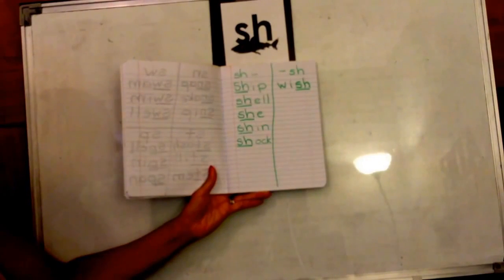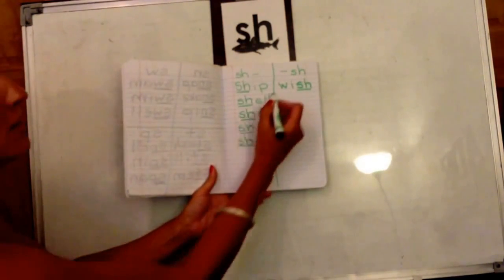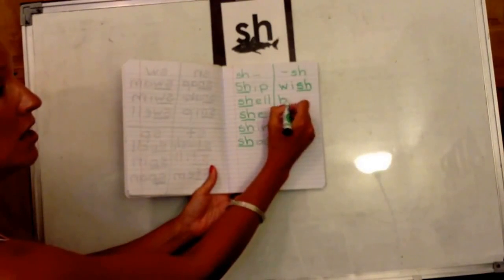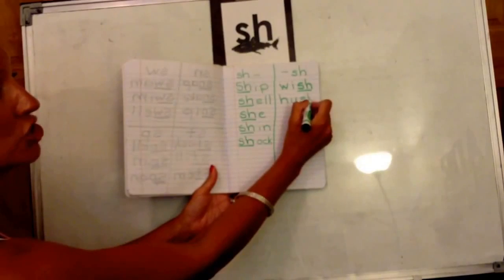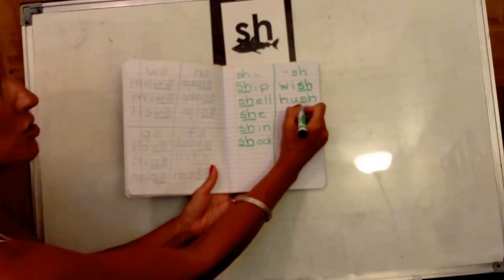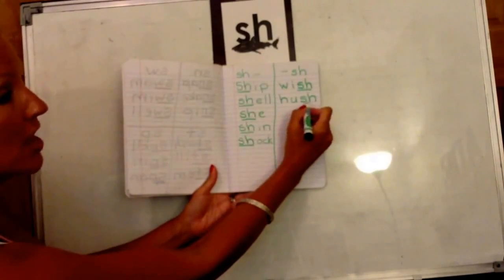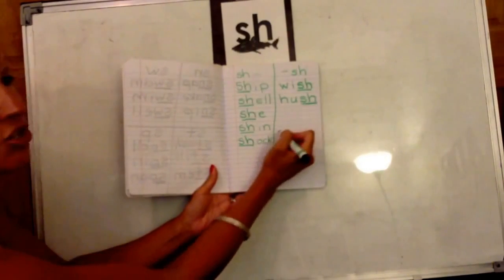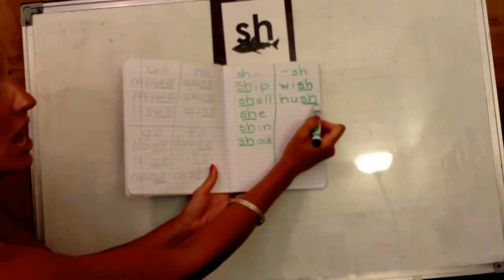Another word that has SH at the end is the word hush. So I'm going to say that slowly, and I hear sh, and I hear Sherry Shark at the end. So I hear SH at the end of hush. And I'm going to underline SH. Please write HUSH, hush.